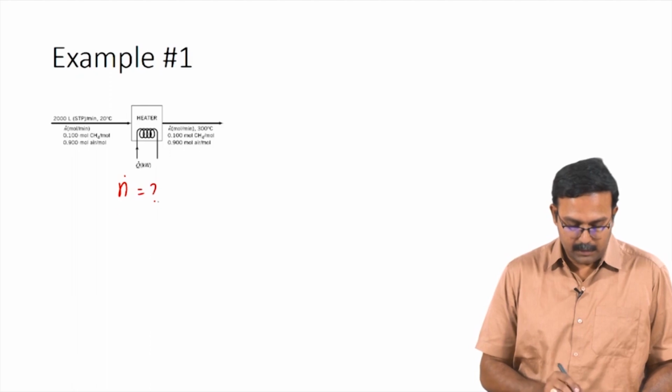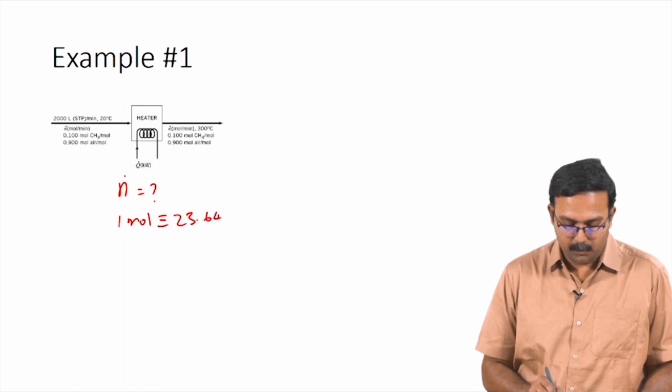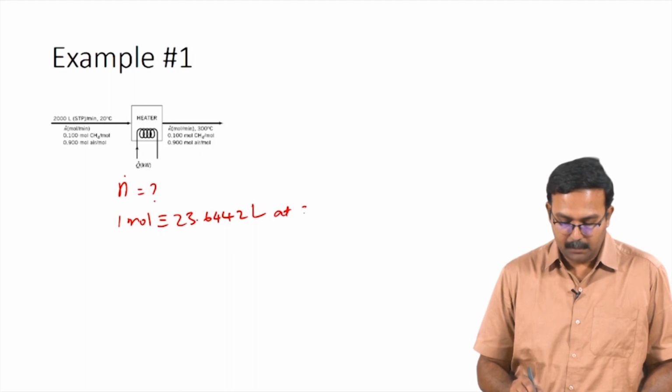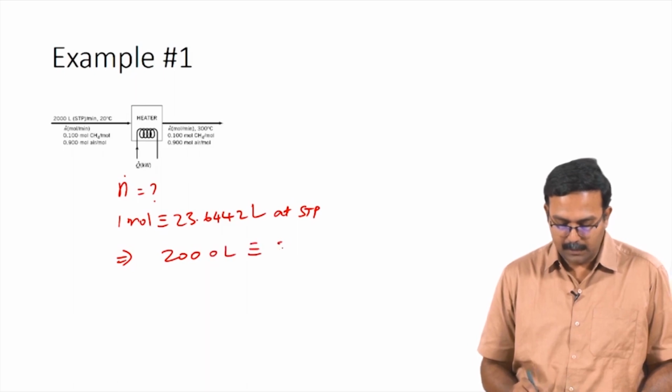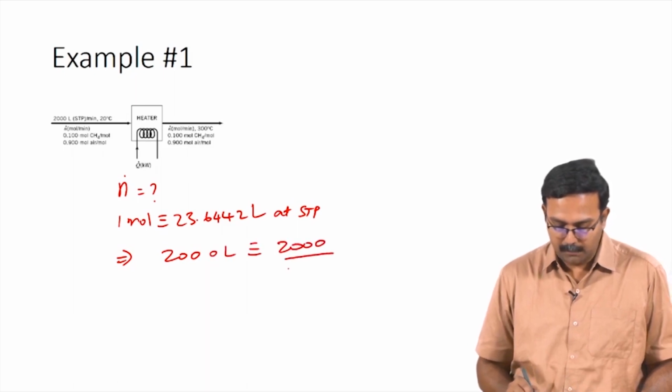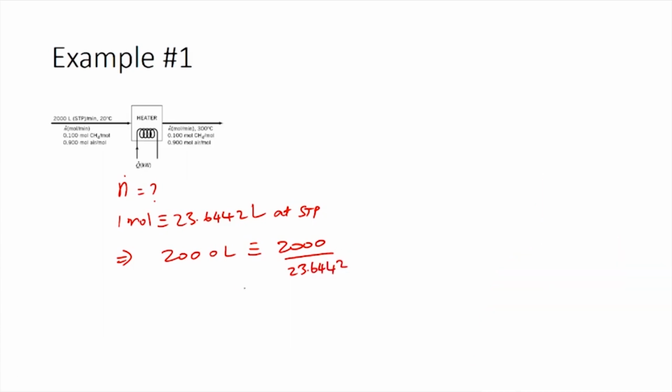In this case we already identified that 1 mole occupies 23.6442 liters at STP. So, this implies 2000 liters will contain 2000 divided by 23.6442 moles, which would be 84.6 moles per minute.